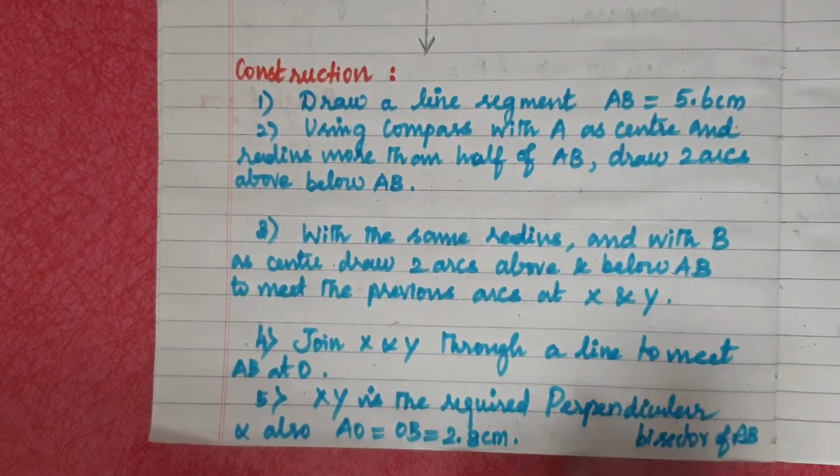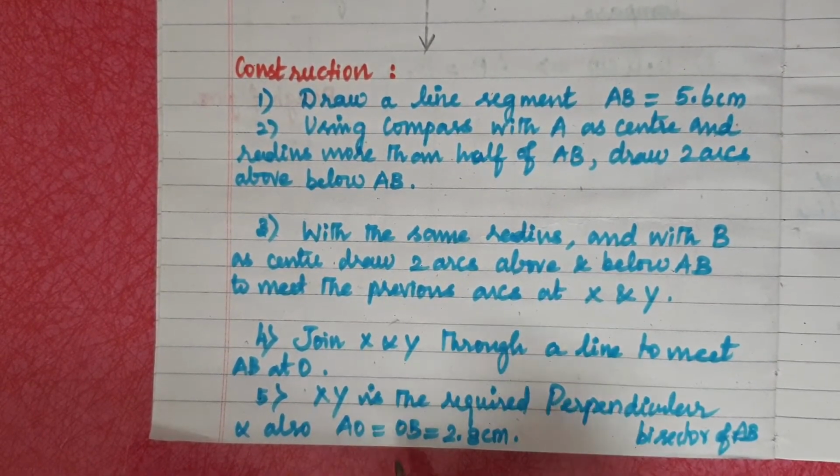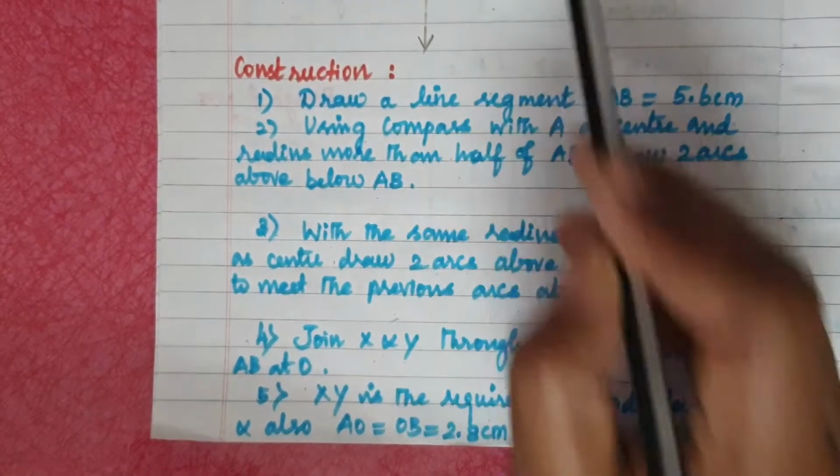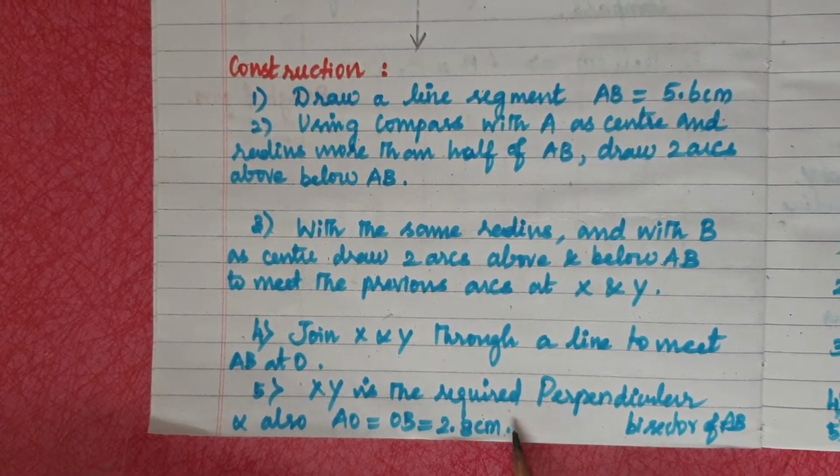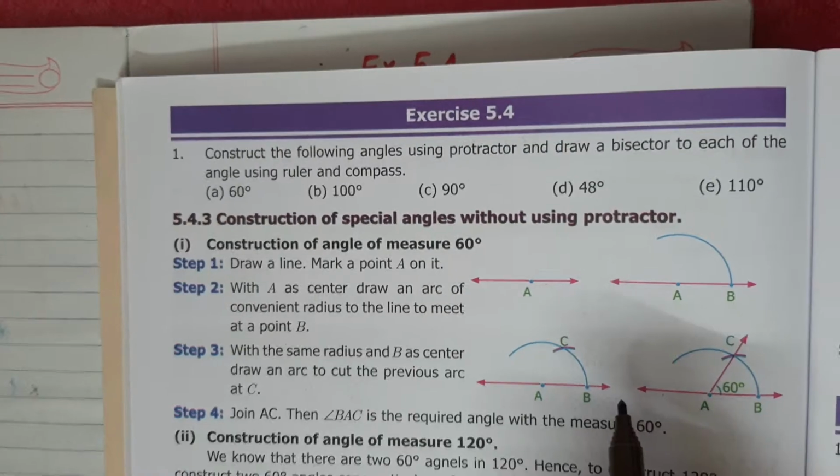XY is the required perpendicular bisector of AB, and also AO is equal to OB is equal to 2.8 centimeter, which means half of the given measure. Okay, that's all the sum.